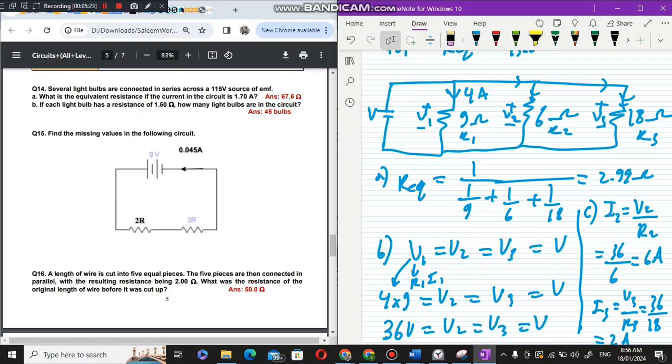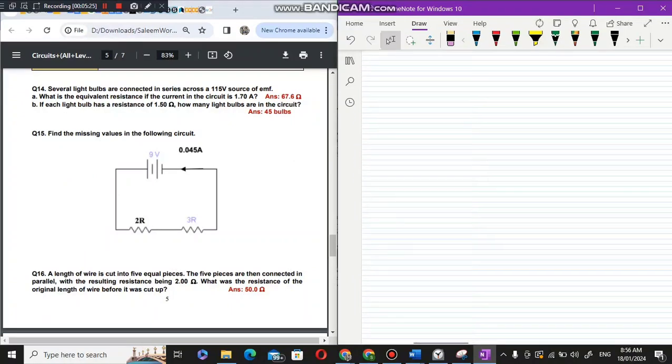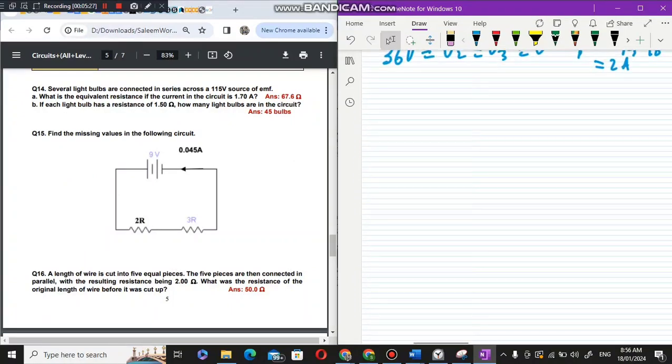So I'll do those two questions also. So here it's saying the following: several light bulbs are connected in series across a source that has a potential of 115 volts. What's the equivalent resistance if the current in the circuit is 1.7 amperes? And what if each one has a resistance of 1.5 ohms? How many light bulbs are in the circuit?